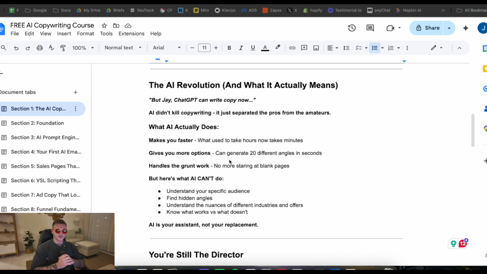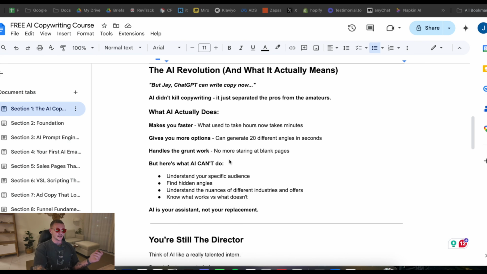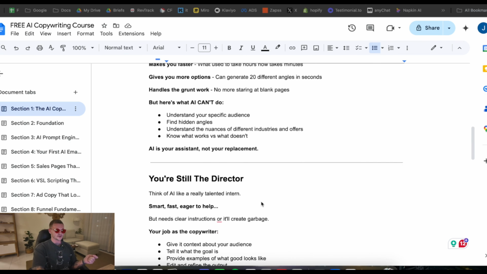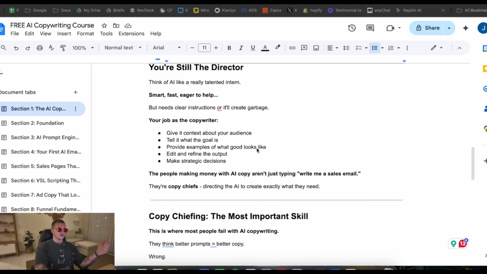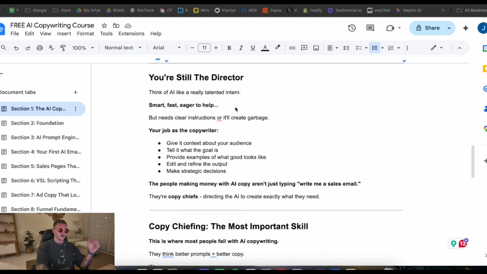So here's what AI can't do. It can't understand your specific audience on a deep level. It can't find the hidden sales angles, and it can't understand the nuances of different industries and offers, and it doesn't know what works and what doesn't. It can help you do all of these parts, but you need to be the director in it. So AI is like your assistant, not your replacement. Like I just said, you're the director. You want to think of AI like a really talented intern or junior copywriter, smart, fast, and eager to help, but it needs clear instructions or it's just going to create absolute shit.